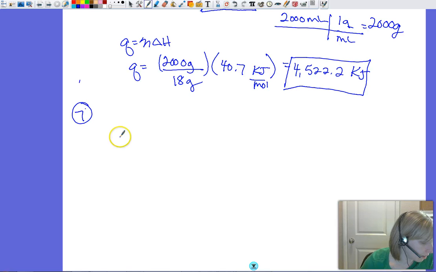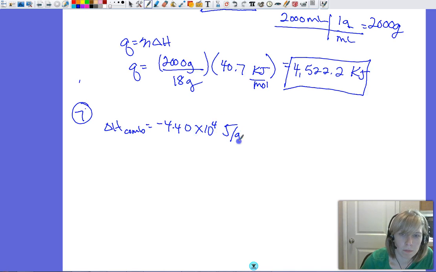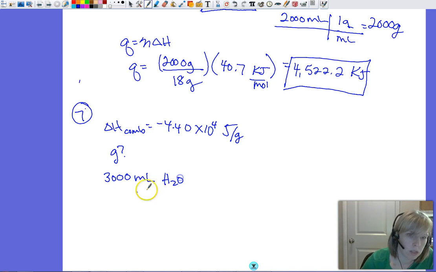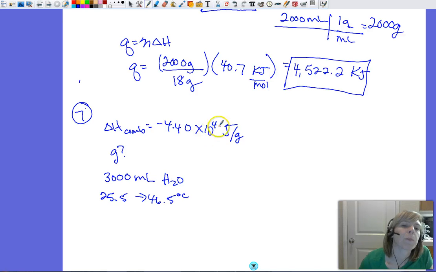So number 7 says the heat of combustion of gasoline, so that's delta H combustion, is -4.40 times 10 to the 4th joules per gram. Remember, I had you take off the degrees Celsius. How many grams of gasoline are burned in a calorimeter containing 3,000 milliliters of water? And the temperature went from 25.5 to 46.5 degrees Celsius.